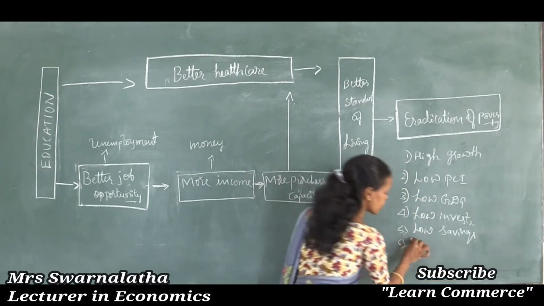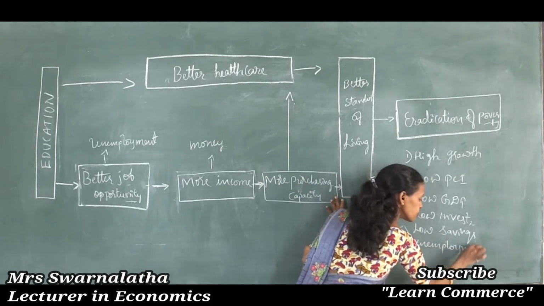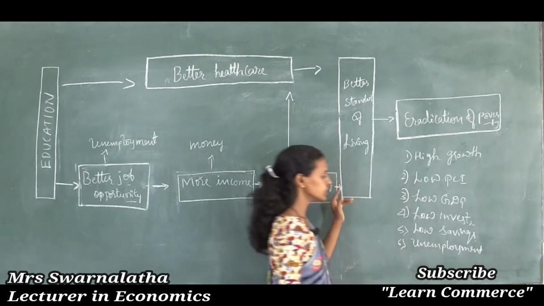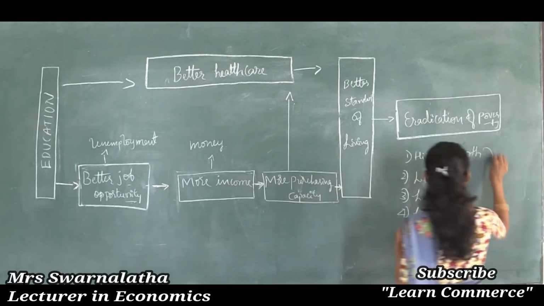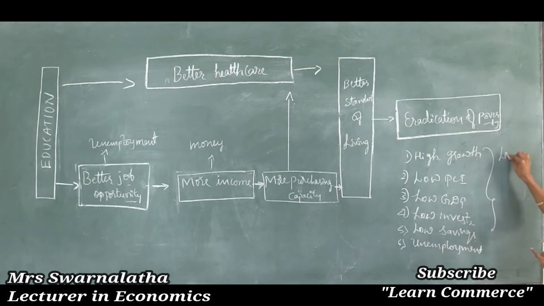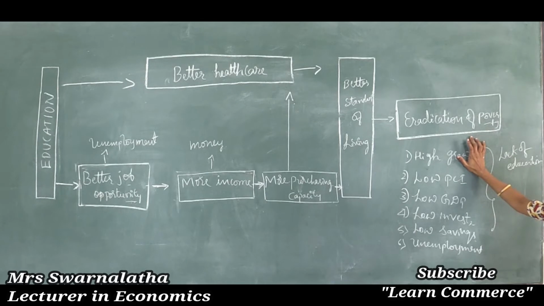Then unemployment may be a reason. Even there may be some reasons regarding illiteracy, lack of education, which may be a reason for poverty. So, to overcome all these problems, like the high growth rate of population, what to do? How to eradicate poverty?